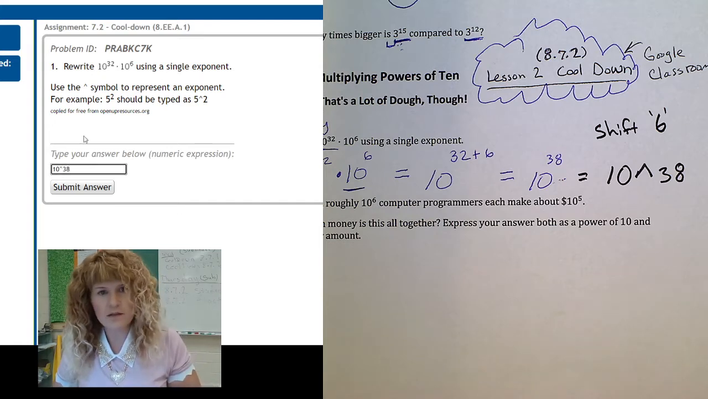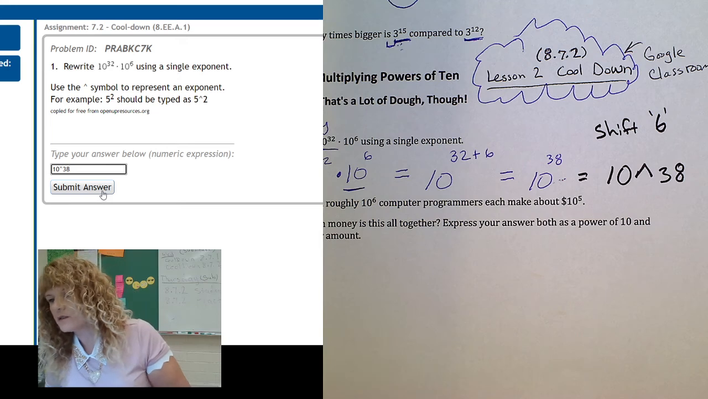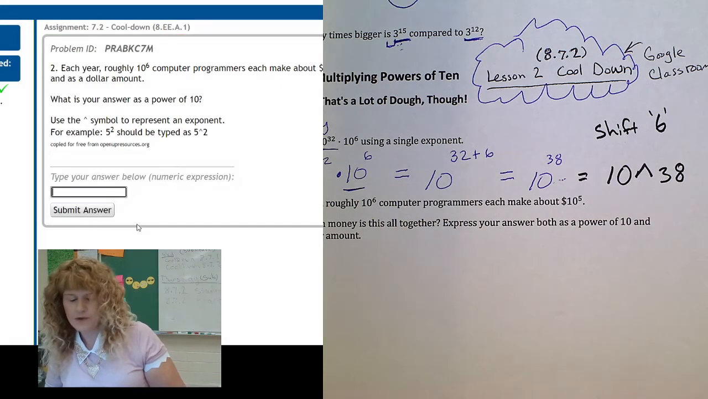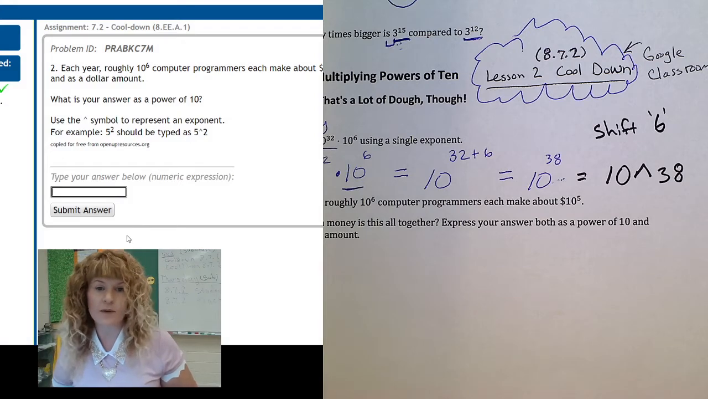10 caret 38, and submit your answer. Woo woo, I'm correct. I hope you got it right. You can see me, so I'm expecting you to get it right.